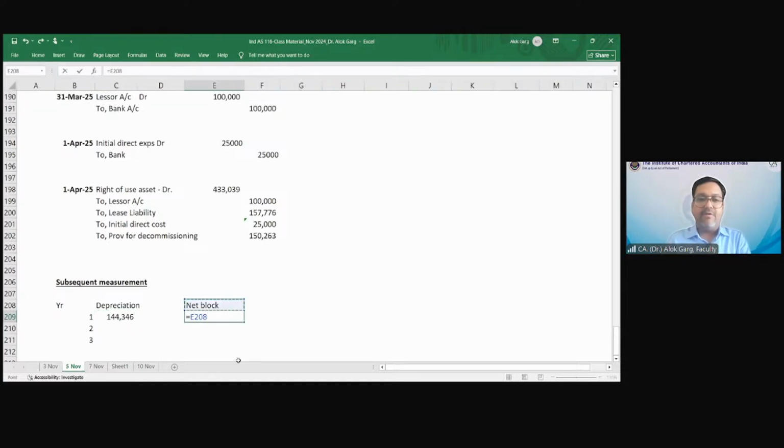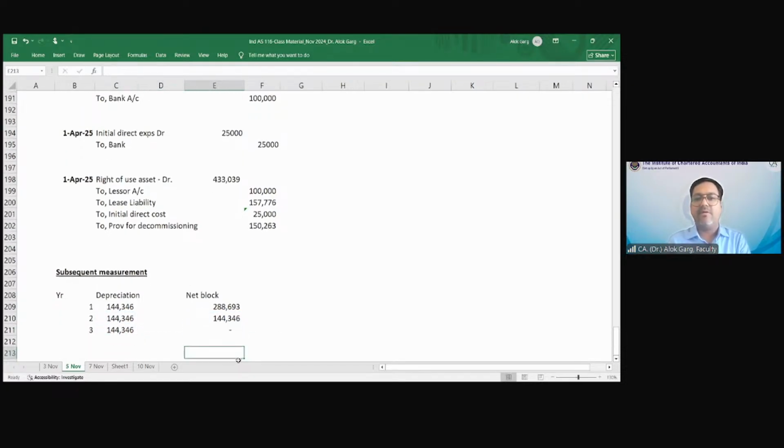1,44,346. And what is the closing block? Net block is this minus this. Again, same depreciation. What is my net block? This minus this. Again, same depreciation. What is my net block? This minus this. Okay.